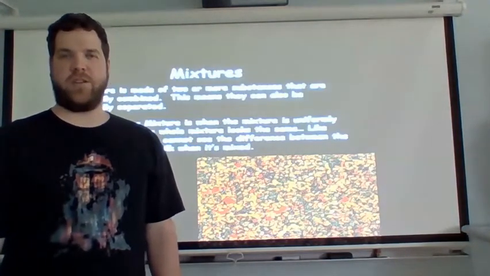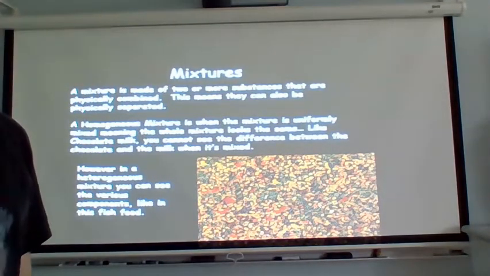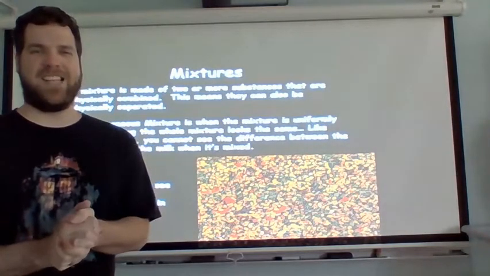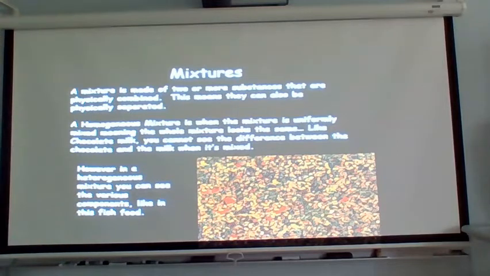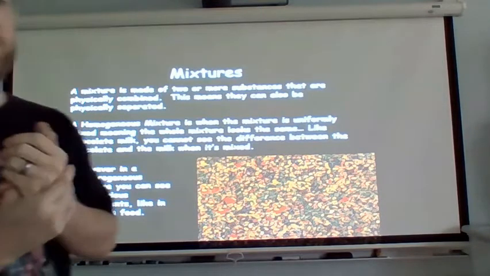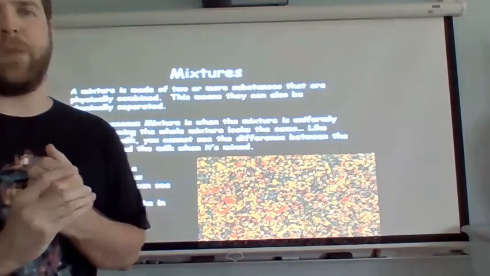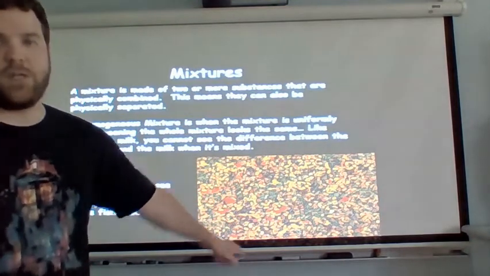Here are your definitions for these mixtures, with another example of a homogeneous mixture. So like it says, chocolate milk. You cannot see the difference between the chocolate and the milk particles when it is mixed, so that makes chocolate milk a homogeneous mixture. But here is an example of a heterogeneous mixture.